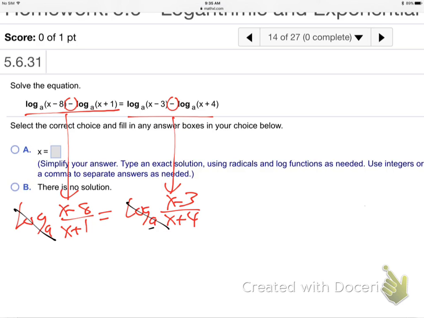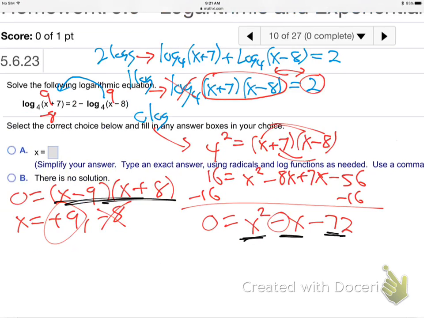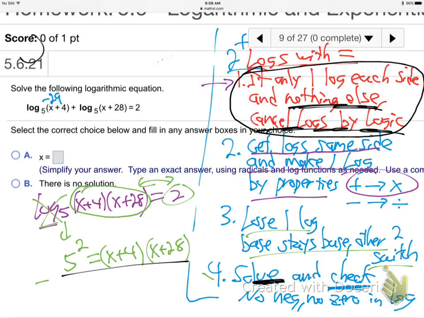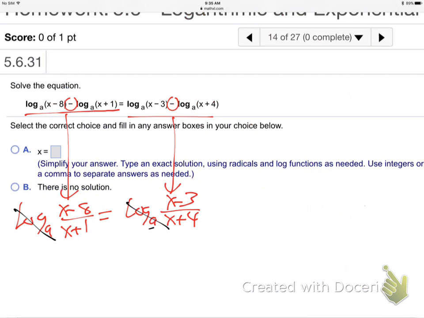It was confusing for me when I first learned it. I'm not saying base stays the base, other 2 switch. No. That's when you cancel 1 log. This is canceling 2 logs by logic. It's different, right? See how I wrote that carefully over here? And I said, this is losing 1 log when you do base stays the base, other 2 switch. This is canceling logs, plural, by logic. Different way of canceling logs. Everybody seeing that?